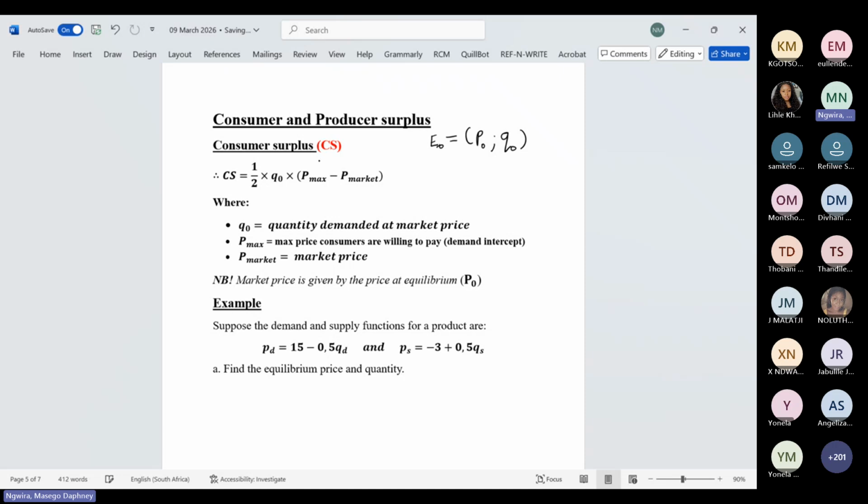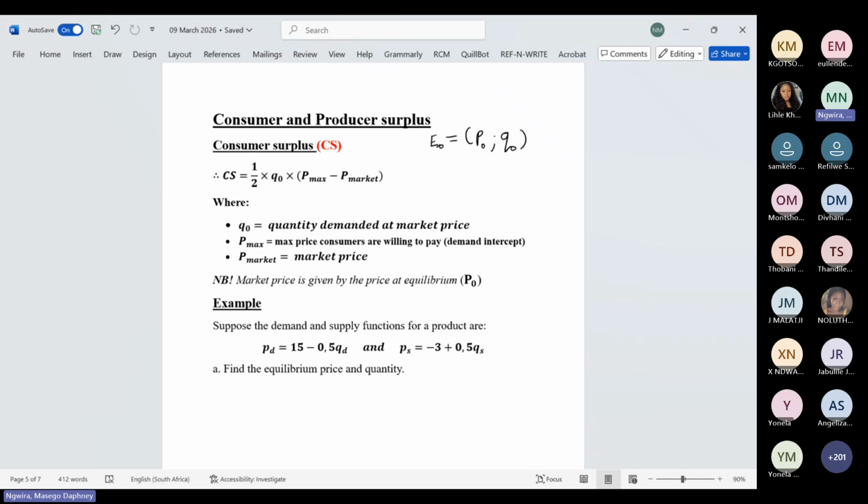And then the maximum price is the price that consumers are willing to pay. That's your demand intercept. That's where your graph starts. When you're drawing graphs, if it's 100 minus, your graph starts at 100. That point we call an intercept, a demand intercept. And then the market price is given by the price at equilibrium, so that's your P naught. Market price is P naught. I even said it here: market price is given by the price at equilibrium.